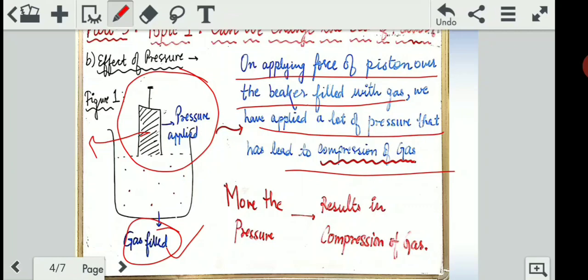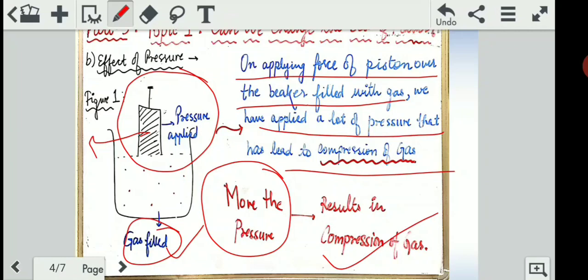Pehle wo jo kam size ki thi, jab aapne us pe pressure dala, to wo aise expand hoti hai. That is just because that gas is compressing itself, right? Wo compress ho rahi hai andar kam se kam space mein. So jitna pressure aap lagate jaoge, that will result in the compression of the gas. And you tell me one thing, if gas will start compressing, what will happen?